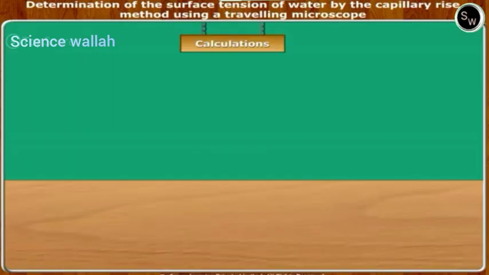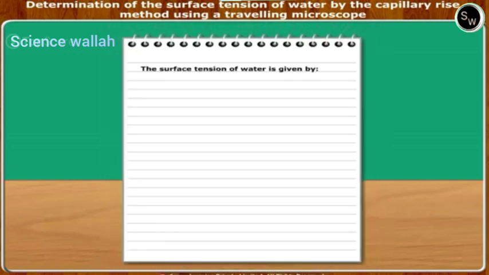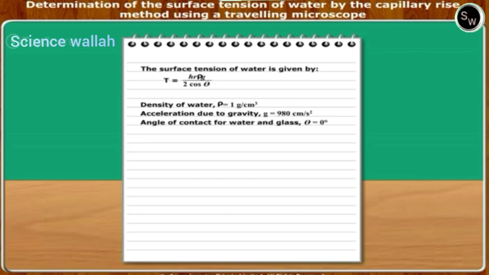Calculations. Let us do the calculations. The surface tension of water is given by T is equal to h r rho g upon 2 cos theta. We have measured the radius of the bore r and the height of the water column in the capillary h. Other quantities are: density of water rho is equal to 1 gram per centimeter cube. Acceleration due to gravity g is equal to 980 centimeter per second square. Angle of contact for water and glass theta is 0 degree.